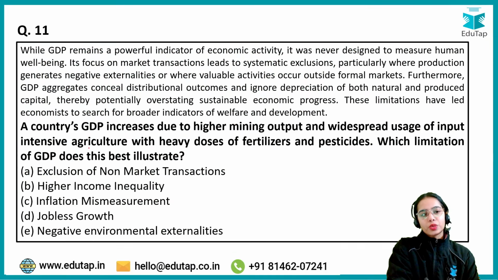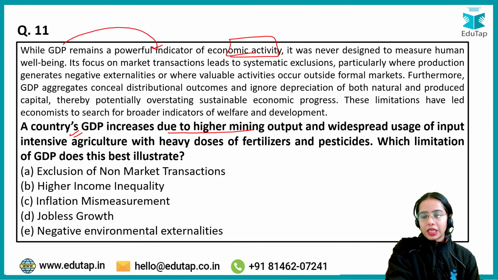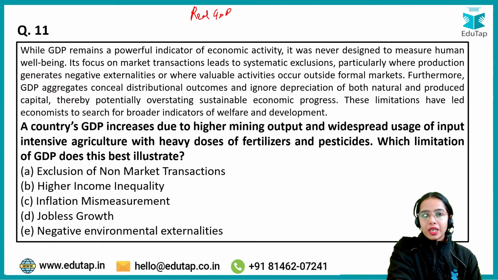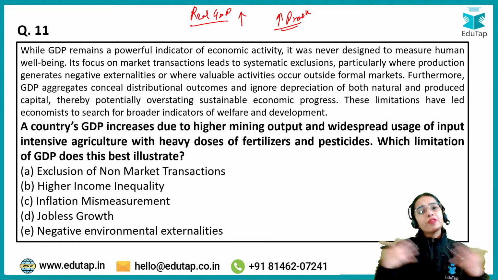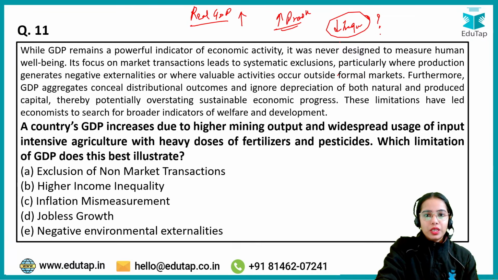So now coming to the next question: a country's GDP increases due to higher mining output. GDP remains a powerful indicator of economic activity. It was never designed to measure human well-being. Remember that GDP tells us that production has increased. So if real GDP is increasing, that means production has increased in the country. But can we say that well-being has increased? Can we say that inequality has decreased, that the well-being has improved?